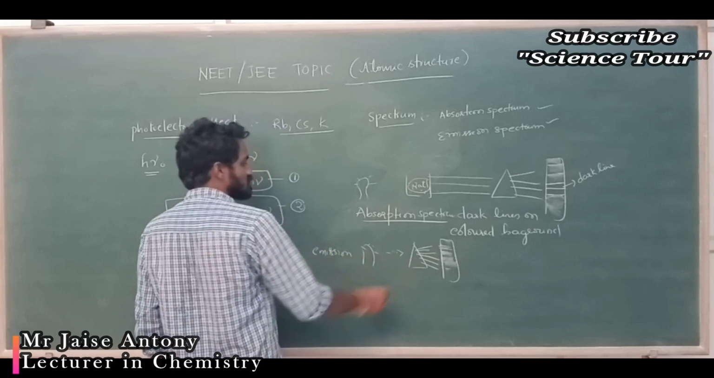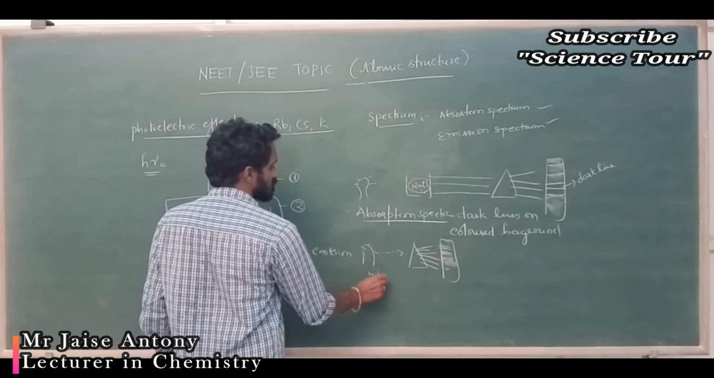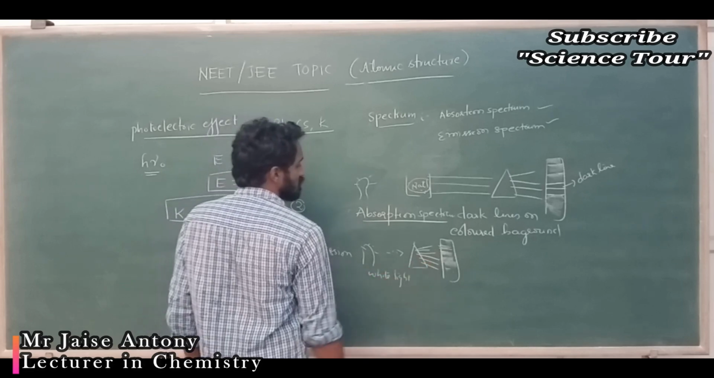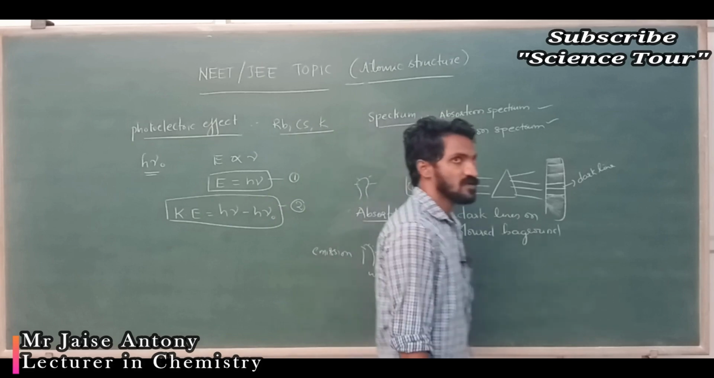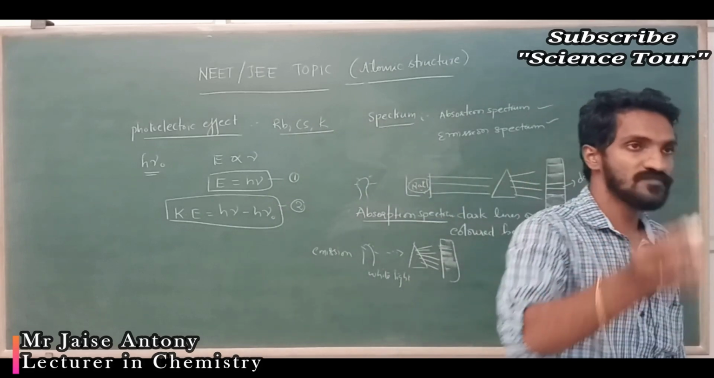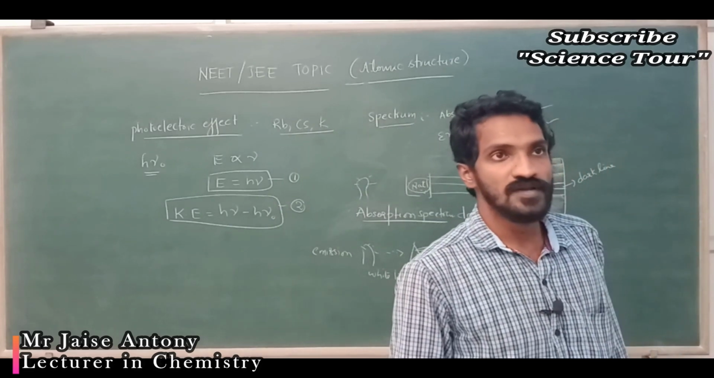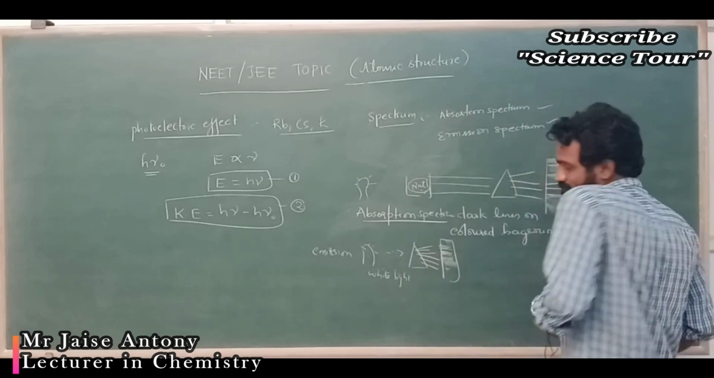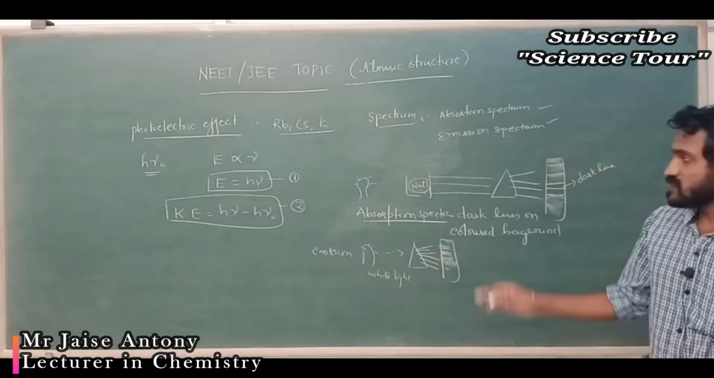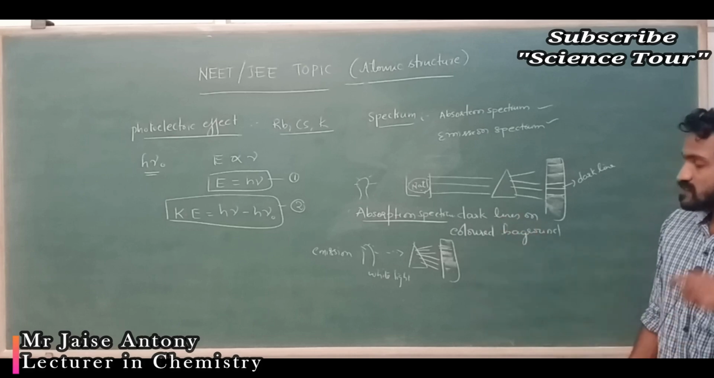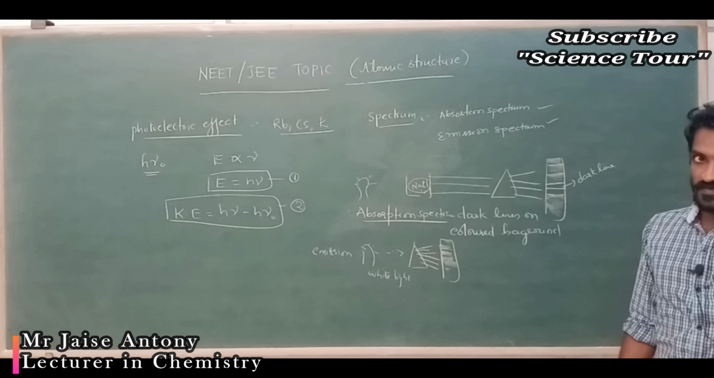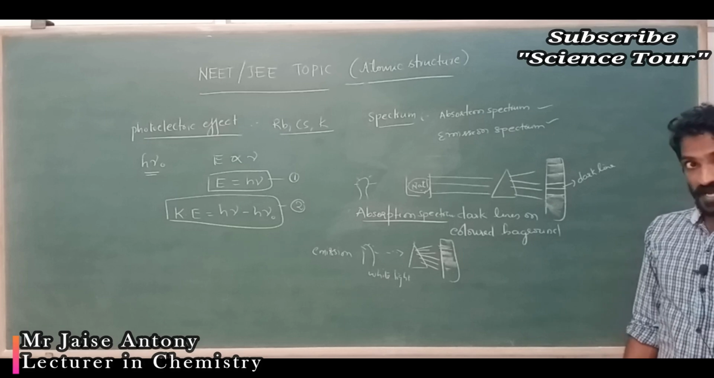When a white light passes through a prism, it gives 7 different colors. Arranging these color bands is called emission spectrum. And emission spectrum is always a continuous spectrum. Absorption spectrum is a discontinuous spectrum, because here dark lines are there. Correct? No. In emission spectrum, line spectrum is also there.